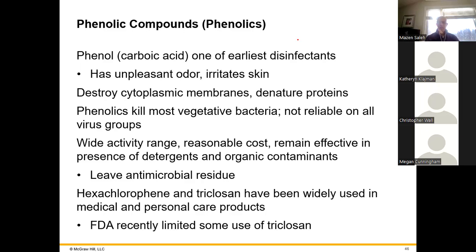Hexachlorophene and triclosan. These you may have also come across if you read components of material that's on the shelf in the drugstore. They're also used in hospitals and other health facilities. FDA recently limited some use of triclosan, but the hexachlorophene enjoys wider use still today.